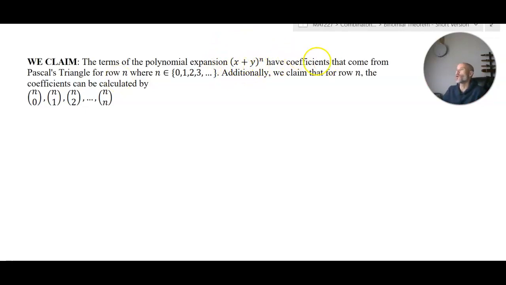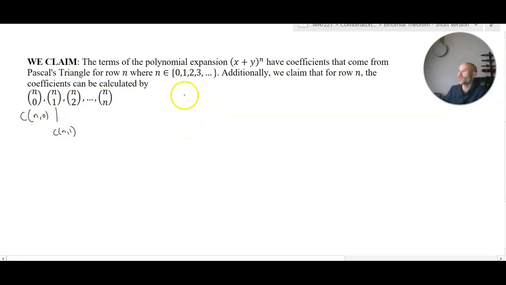Additionally, we claim that for row n, the coefficients can be calculated by these combinations. So row n would be, and we might write this using the other notation for a combination. Remember, this means a combination where you have n things and you're picking 0 of them. Here you have n things and you're picking 1 of them, etc.